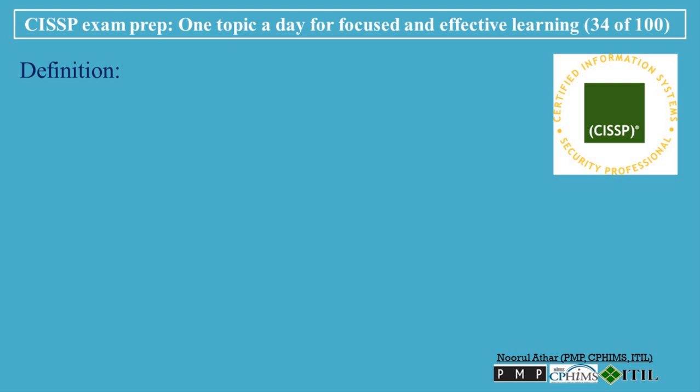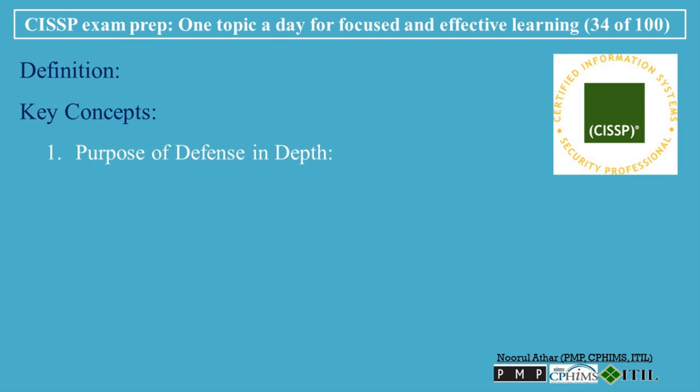Definition. Defense in depth, DID, is a security strategy that involves implementing multiple layers of security controls throughout an organization's IT environment to protect against threats and vulnerabilities. The idea is that if one control fails, additional layers of defense remain in place to mitigate or prevent an attack. This approach reduces the likelihood of a single point of failure and improves the overall security posture of the organization.